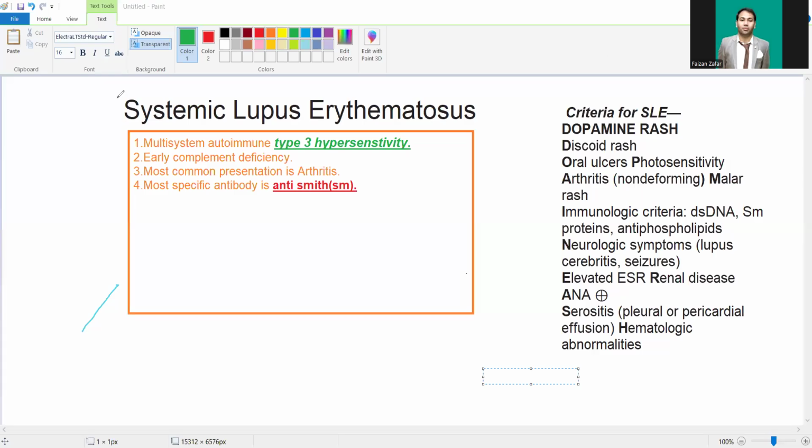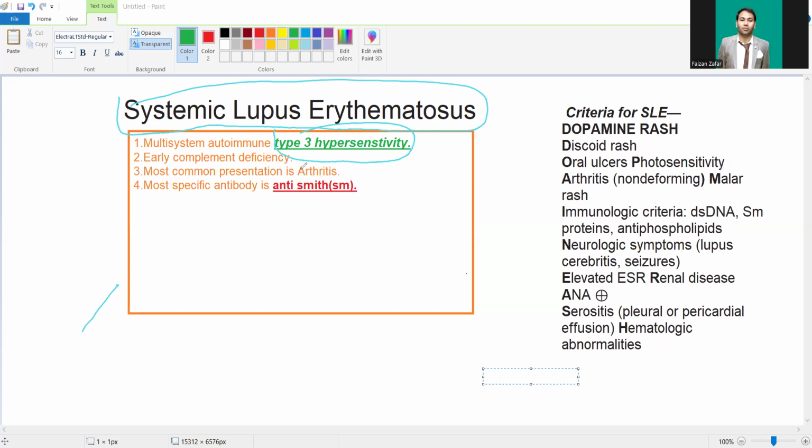Today I'm going to discuss a very important topic, that is systemic lupus erythematosus. It is a multi-system autoimmune disorder, and the organ damage in this disorder is basically due to a type 2 hypersensitivity reaction, which is very high yield. Early complement deficiency also takes place in this disorder.